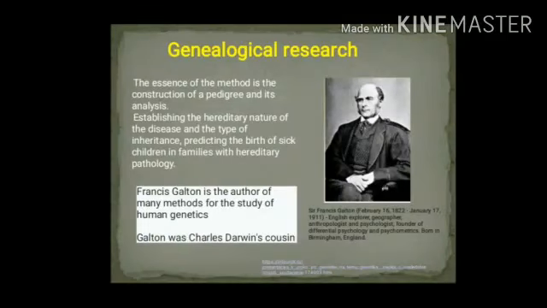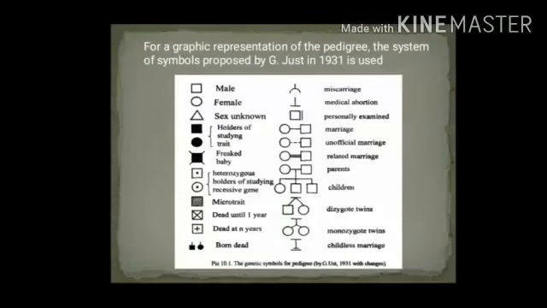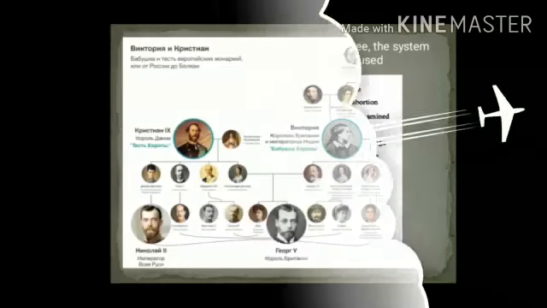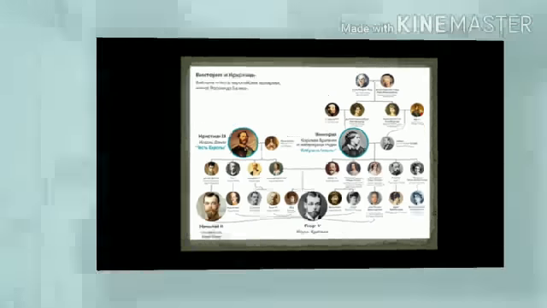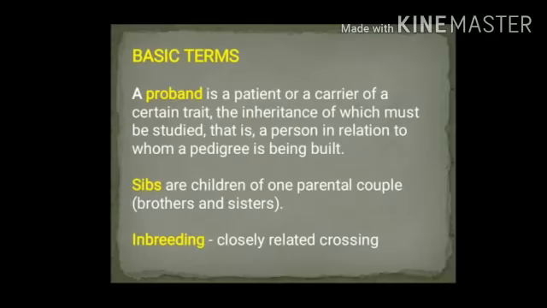One of the first medical genetics methods is genealogical research, and Francis Galton is the author of many methods for the study of human genetics, and of the genealogical method too. On the slide you can see the genetic symbols for a pedigree. On this slide you can see an example of a Russian queen's family. The next slide shows basic terms.